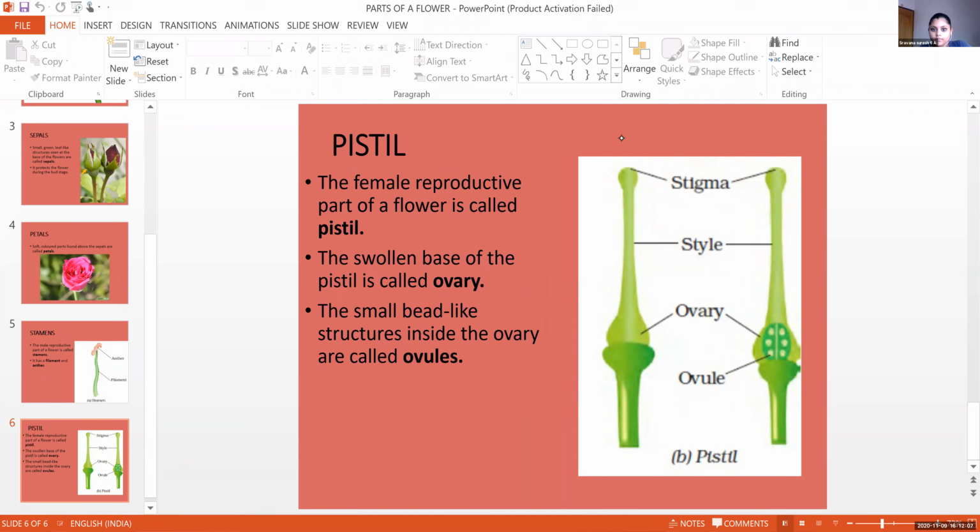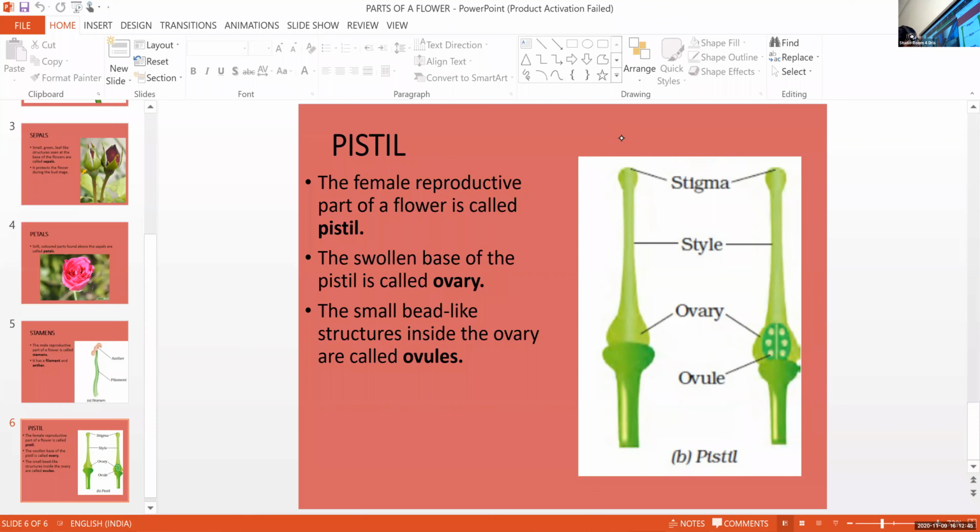Both these stamens and pistils are very small. The picture is zoomed and enlarged so that you can understand the parts. It is very small when you compare it with the flower. The thread-like structure of a pistil is called the style, and the stamens had an anther, just like the head, like the head of a pin. The pistil has a stigma instead of it.